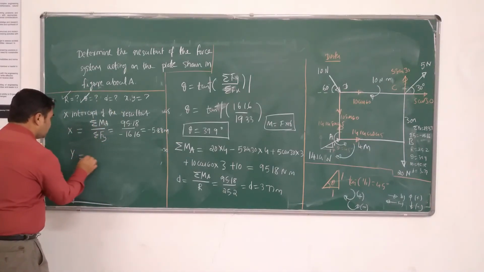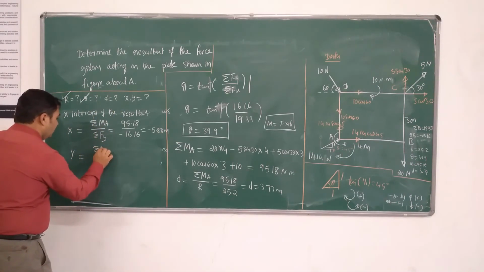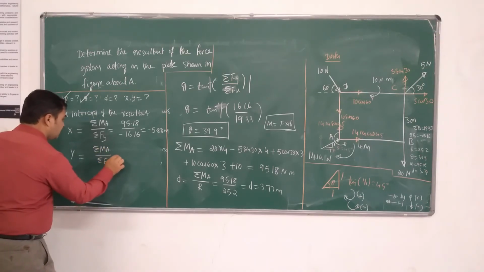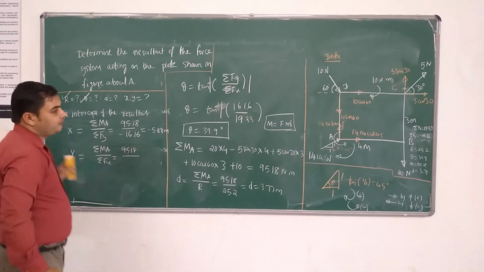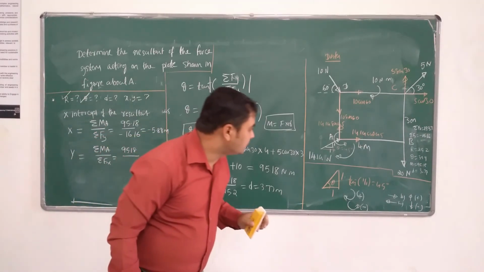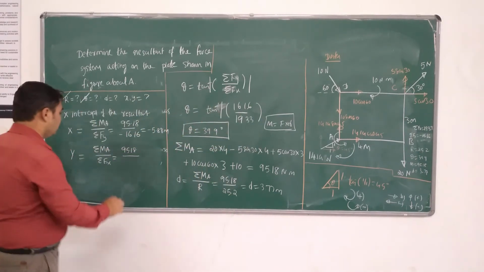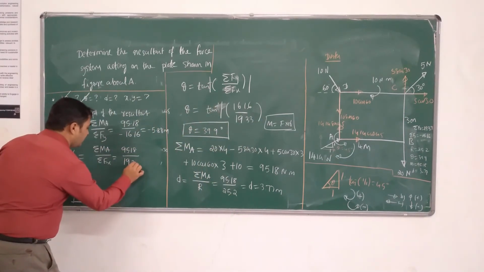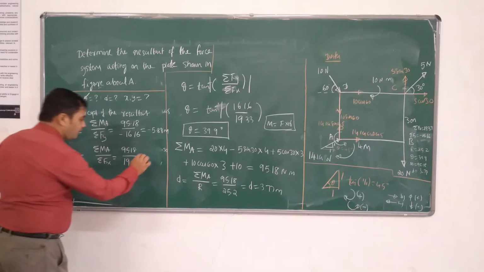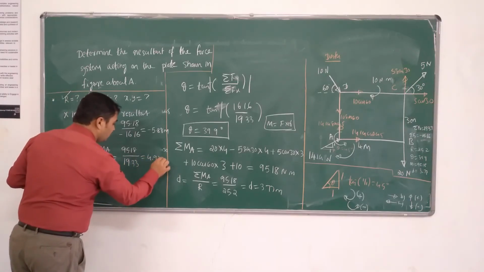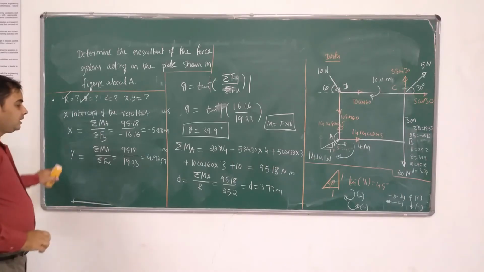Next, the y intercept. The y intercept is equal to sigma M at A divided by sigma Fx, that is 95.18 divided by sigma Fx, which we have already calculated as 19.33. The value of the y intercept works out to be 4.92 meters. So that completes the problem.